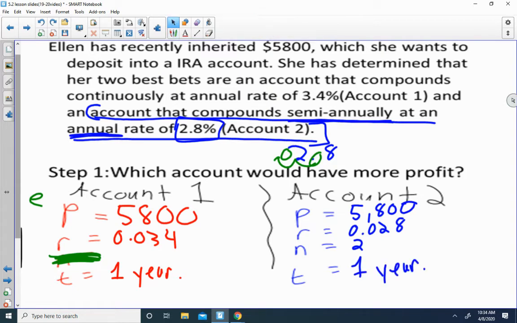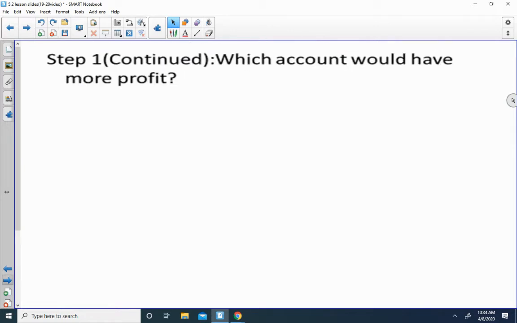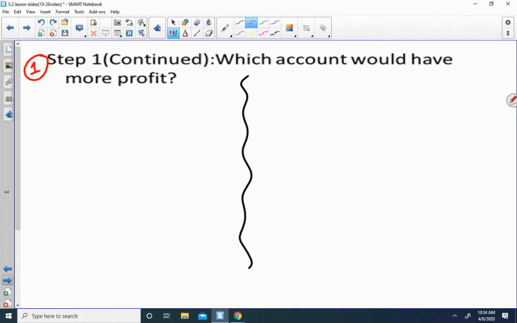Okay, we have all the information for account 1. We have all the information for account 2. Now let's see which one makes more money. So let's use our formulas. So remember, for account 1, this is going to be the PERT formula. We're not going to be using the other one that we used previously.